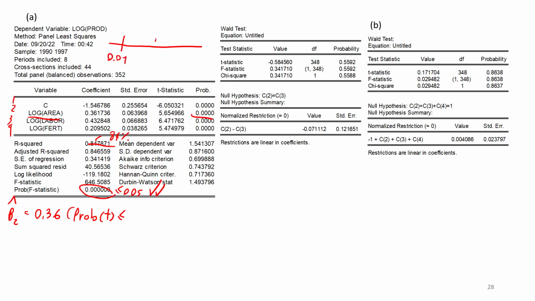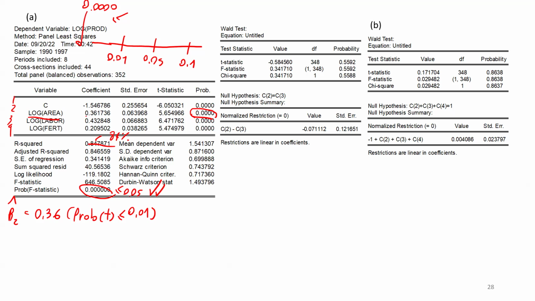0.01, 0.05, 0.1. And this is 0.00000. It must be around here. So it must be less than 0.01. Yes, significant at 1% level.